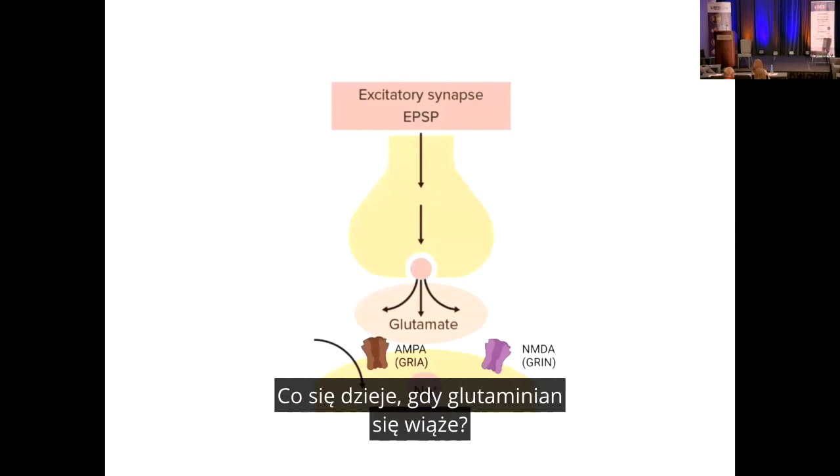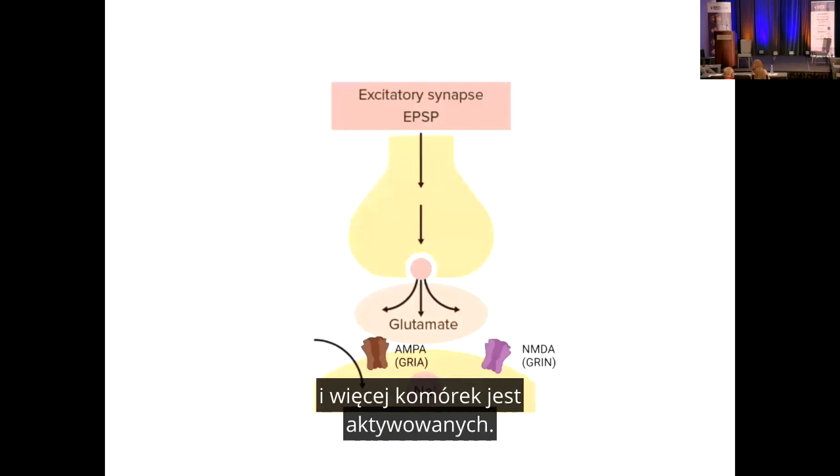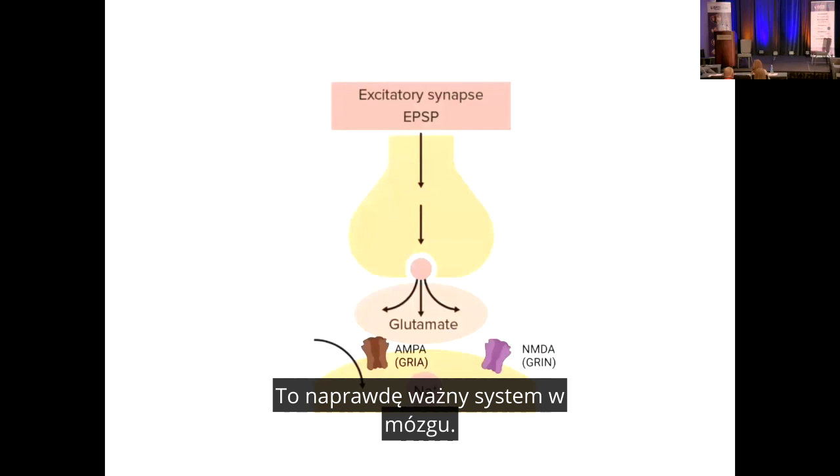And what happens when glutamate binds? Well, then the receptor opens, an electrical current is created, and that turns on the next cell, which then passes the electrical current, and then more glutamate is released and more cells are activated. So this is really an important system in the brain.